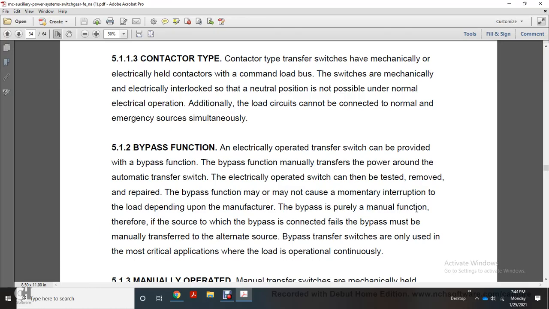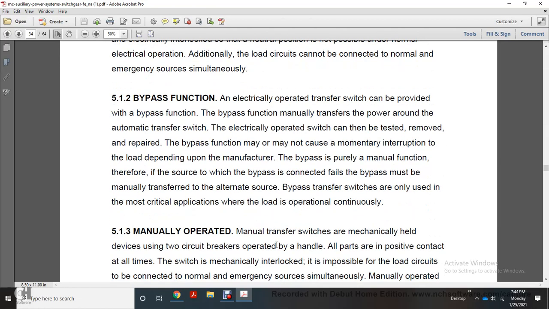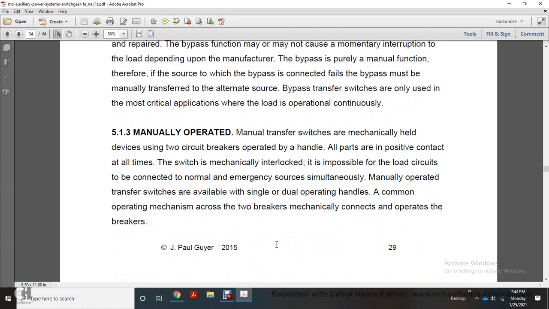Bypass is purely a manual function. Therefore, if the source the bypass is connected to fails, the bypass must be manually transferred to the alternate source. Bypass transfer switches are only used in the most critical applications where the load is operational continuously.